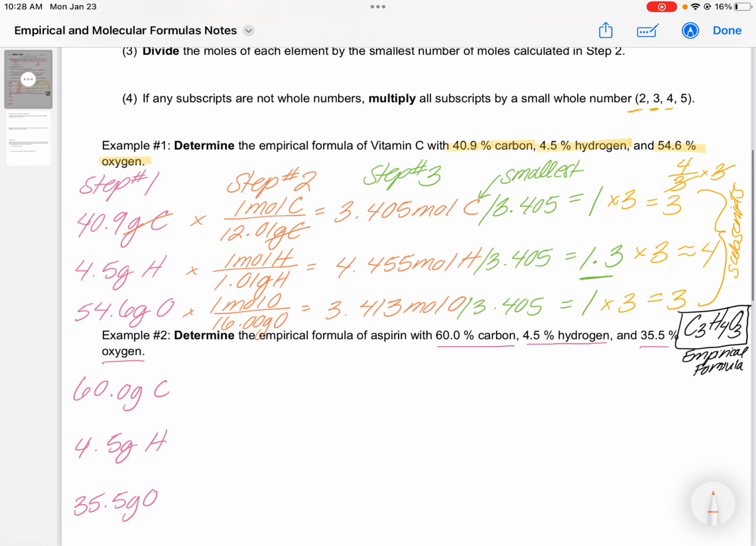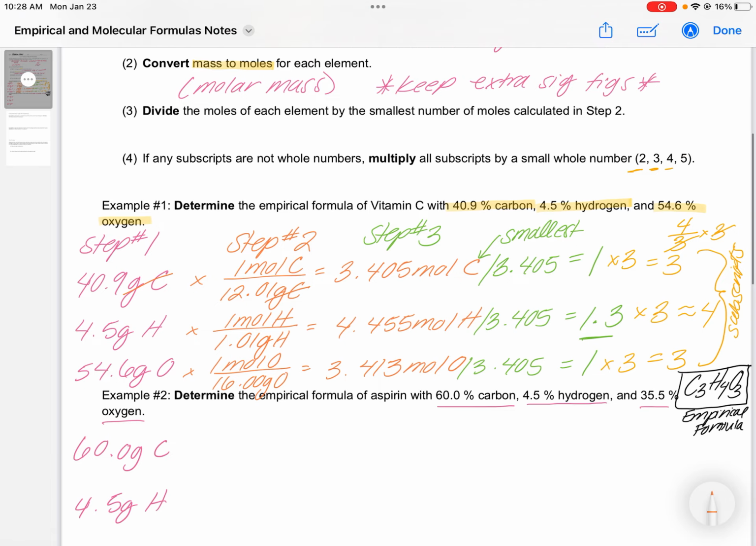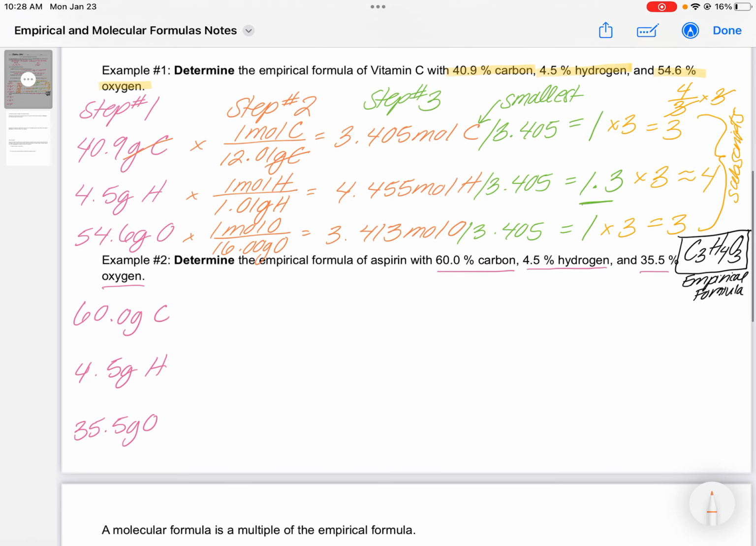Step number 2, we need to convert mass to moles for each element. These are the same elements from before, so they're going to be the same format. For every 1 mole of carbon, moles is our desired unit, that goes up top. We have 12.01 grams of carbon. These numbers come straight from the periodic table. For every 1 mole of hydrogen, we have 1.01 grams of hydrogen. And for every 1 mole of oxygen, we have 16.00 grams of oxygen.